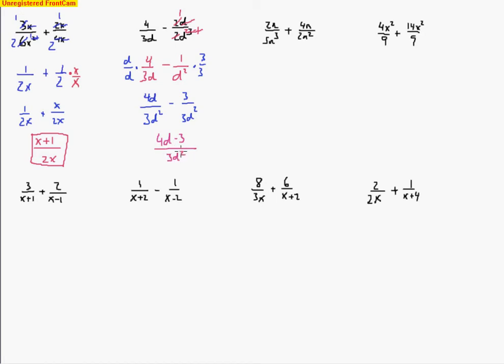Again, you can't cancel out the d's here because it's not really 4d. It's not d up top. It's 3 less than 4d. So there's my answer. Next one here, same sort of thing.